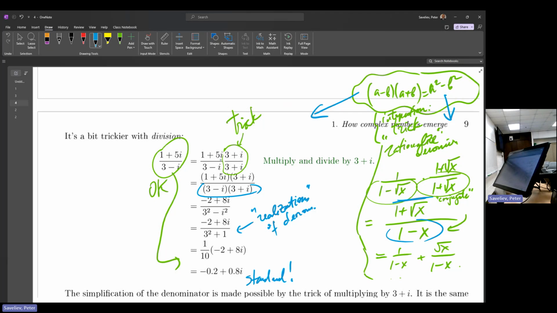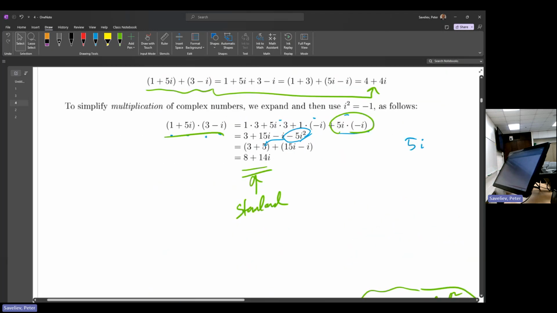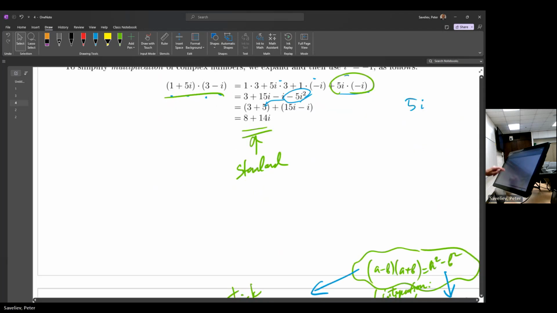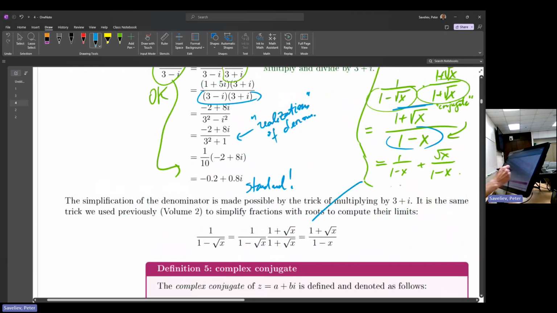So it's a trick, good to know. But you can also take it on faith that it can always be done. And so when you multiply, add, subtract, multiply, divide complex numbers, you can always carry out that operation all the way through and find the standard form of that complex number. Okay. So, all right. So yeah, that's the point that I was making.